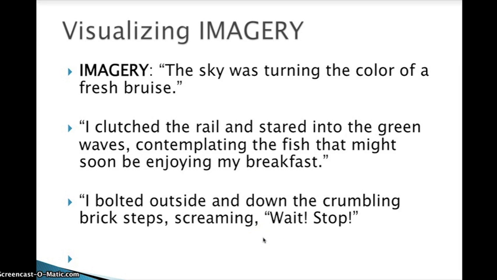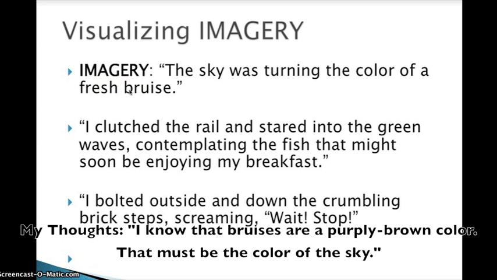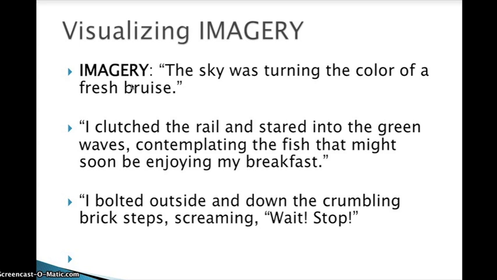One way that authors will get us to make pictures in our brain is by including imagery in their sentences. So let's look at a few examples. This first one says, "The sky was turning the color of a fresh bruise." Well, I know what a fresh bruise looks like. It's kind of that purpley brown color, maybe a kind of dark and kind of faded. Well, I'm picturing that color in the sky, and maybe it's starting to get dark out, maybe nighttime, early nighttime.